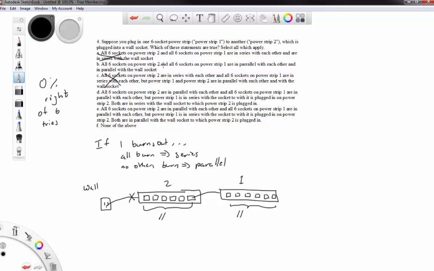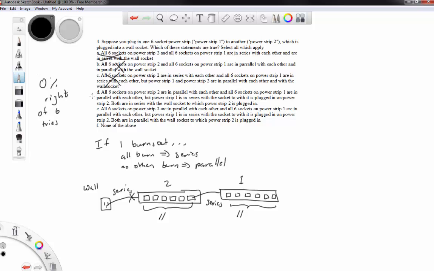So this right here says that all 6 sockets on each of these are in parallel with each other, and they're parallel with the wall socket. So we eliminate this one because it's saying that all of these are in parallel with all of these. These right here are series. This right here is series. Okay, all 6 are in parallel with each other. All 6 on power strip 1 parallel with each other, but power strip 1 is in series with power strip 2. Good. And that's in series with the wall.